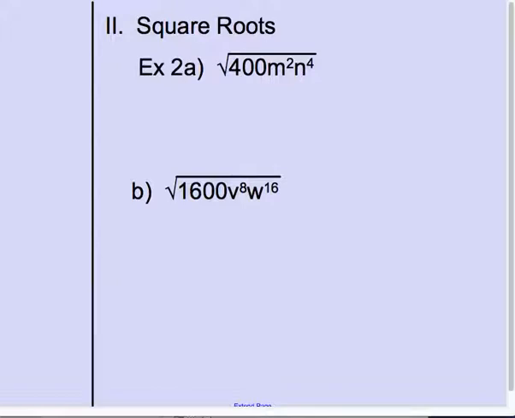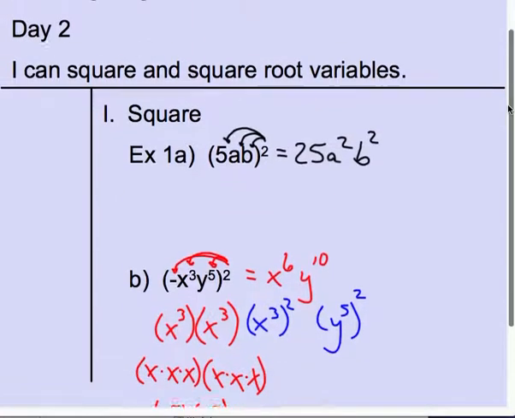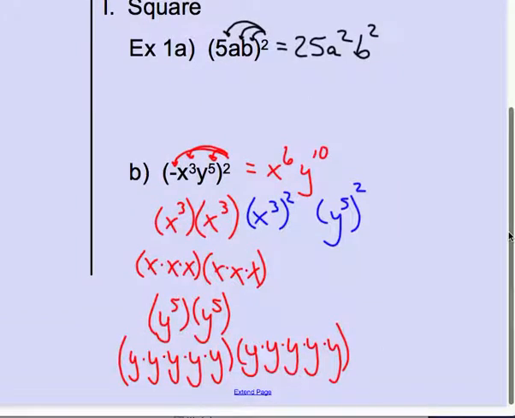Square rooting. You can only take the square root and get a nice answer if the variable has an even power. Because think about, I'm going to jump back to the first page real quick. Think about what we did when we squared. On the second one in particular, we always were multiplying by 2. Anytime you multiply by 2, you get an even number, because only even numbers have 2 as a factor.